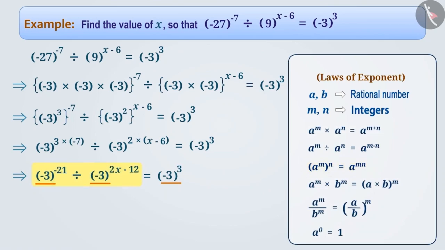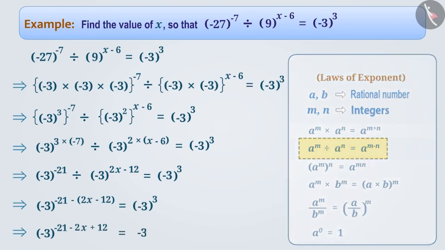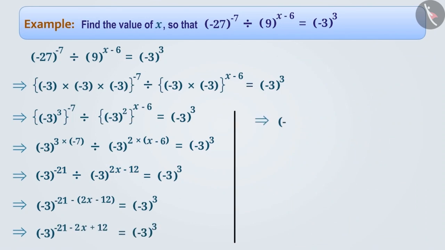On the left side, the rule a^m divided by a^n is equal to a^(m - n) can be used by us. This will give us (-3)^(-21 - (2x - 12)) is equal to (-3)^3, that is, (-3)^(-21 - 2x + 12) is equal to (-3)^3, that is, (-3)^(-9 - 2x) is equal to (-3)^3.